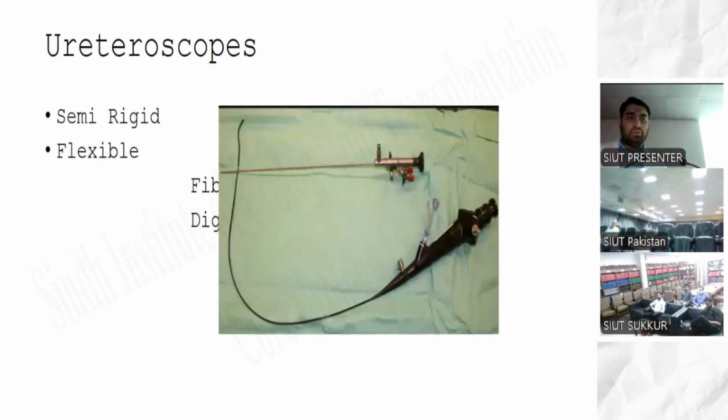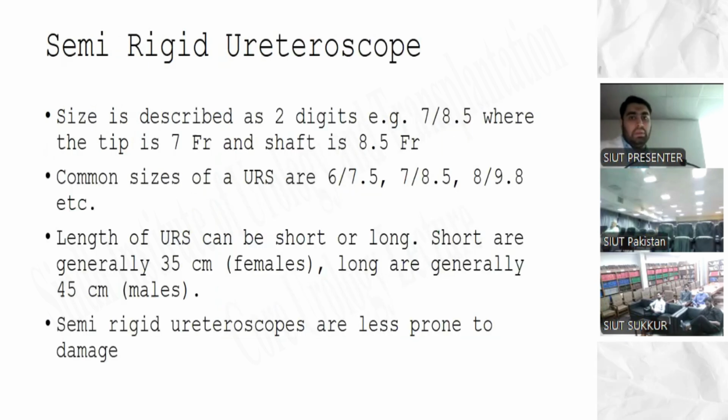Now, as far as ureteroscopy is concerned, we're using an instrument known as the URS, the ureteroscope. Again, like the cystoscope, it is semi-rigid and flexible. The sizes of the semi-rigid ureteroscope are 6/7.5, 7/8.5, 8/9.8. Usually, we use a shorter length URS for females, because of the shorter length of the urethra, and the longer length ureteroscope is used for males.